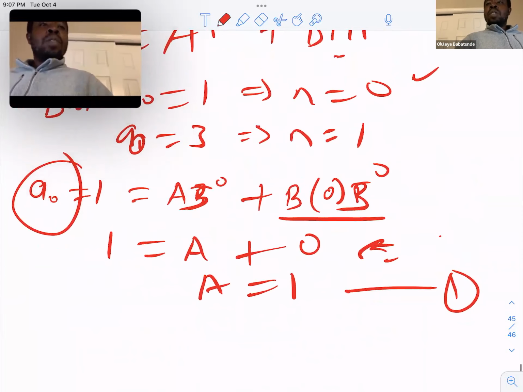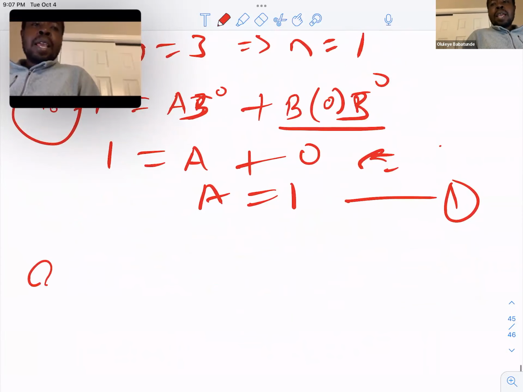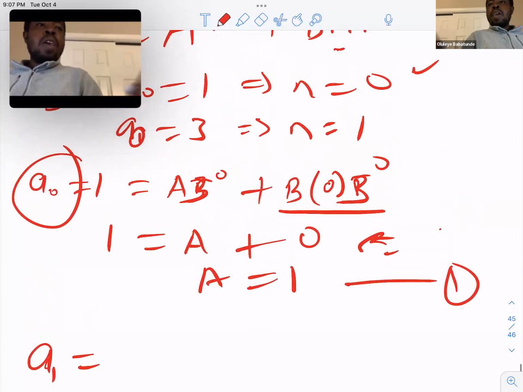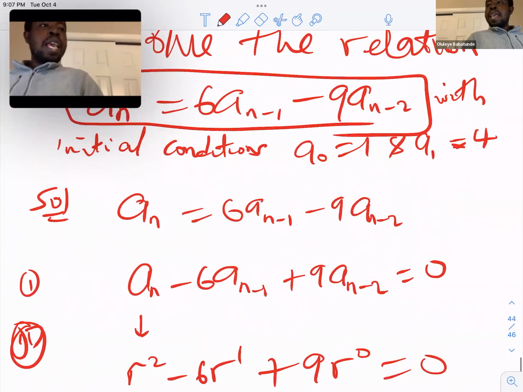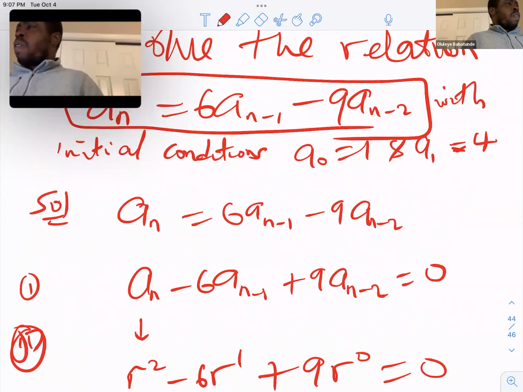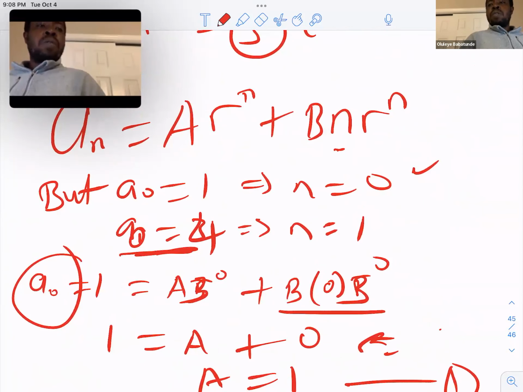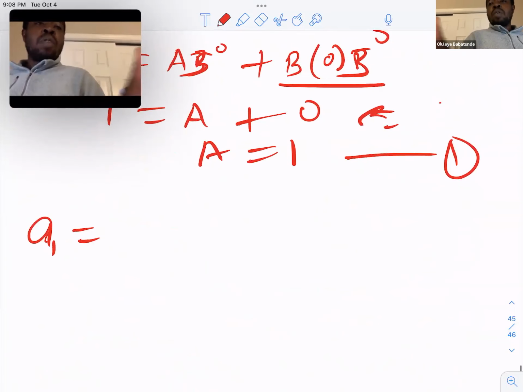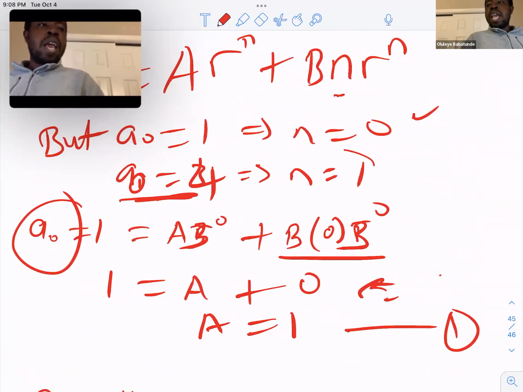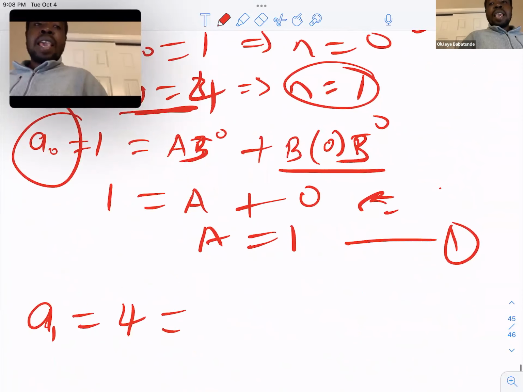Again, A1 equals 3. See that? According to the question, is it A1 equals 4? Yeah, sorry, A1 equals 4. Okay, so I'm going to write A1 equals 4. And when A1 equals 4, that is when your N equals 1. See, A1, AN. So my N is 1.